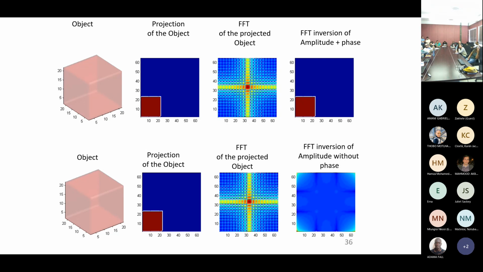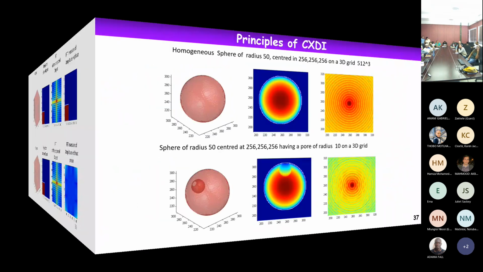You do the same, but you don't know what the phase is. So you take that, you will get the amplitude, but you don't know what the phase is. You try to invert it, you will never get back to the image. Okay? So it means that if you really want to get back the image, you need to know the phase. This is why we need to use the phase retrieval algorithm.